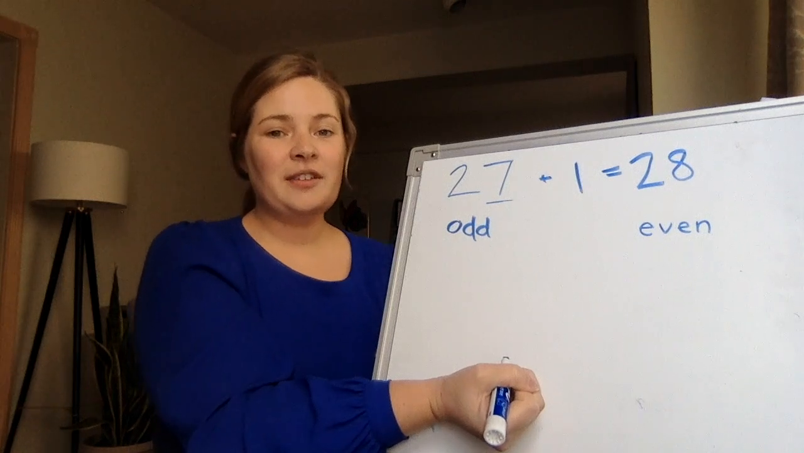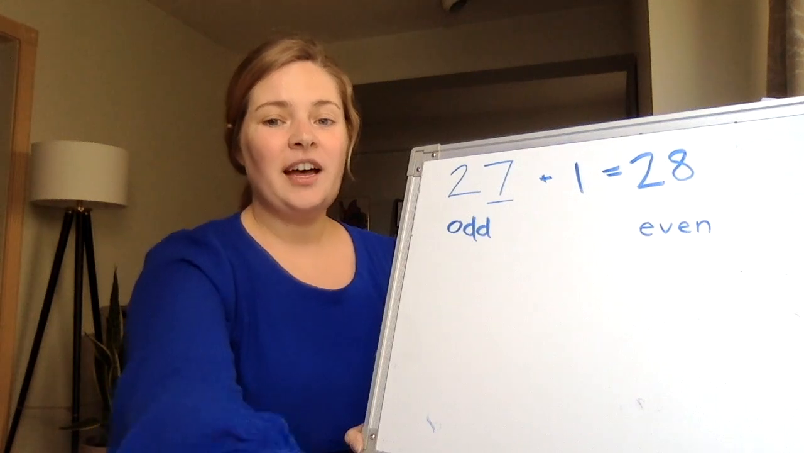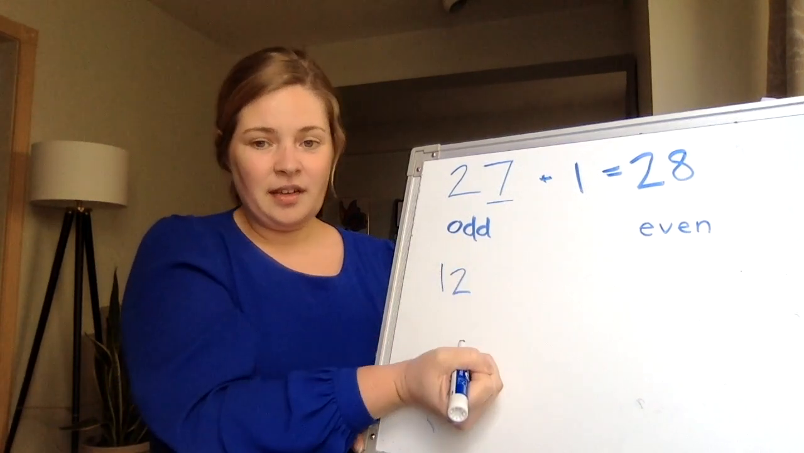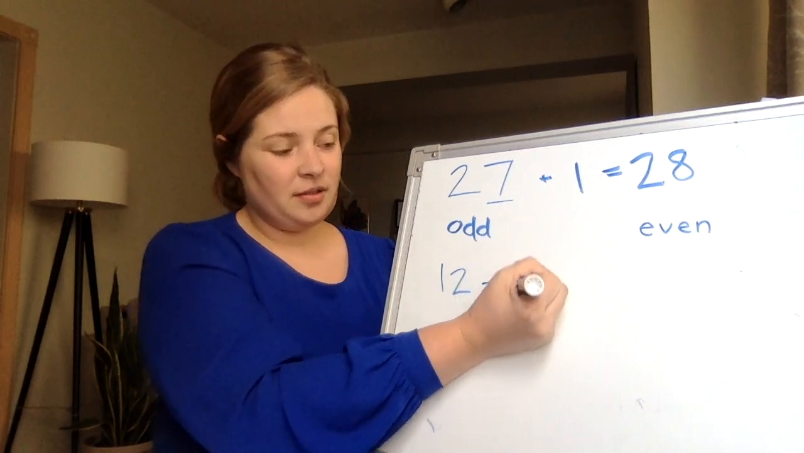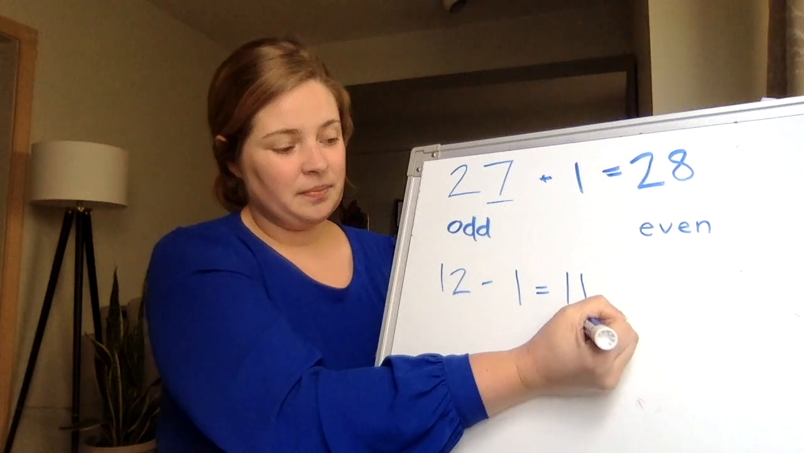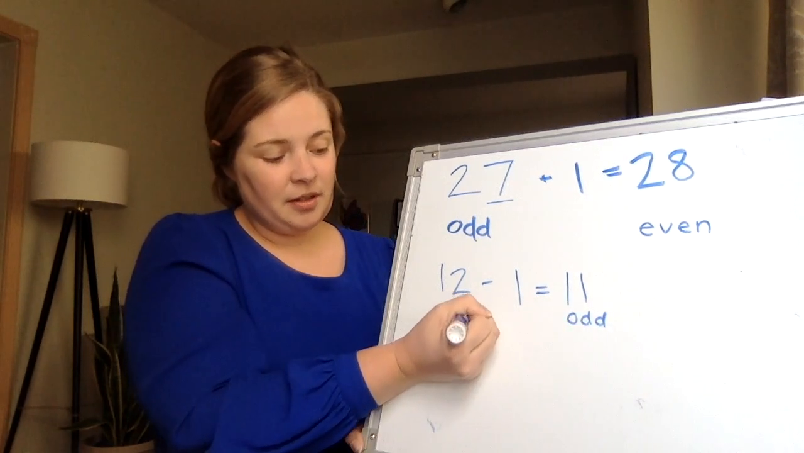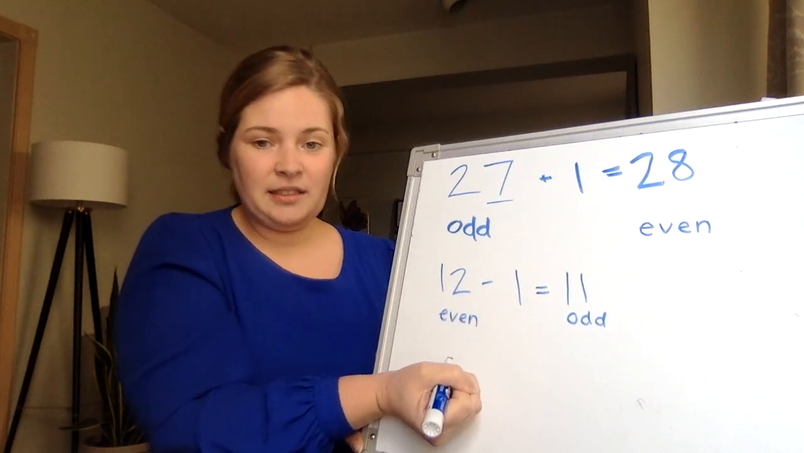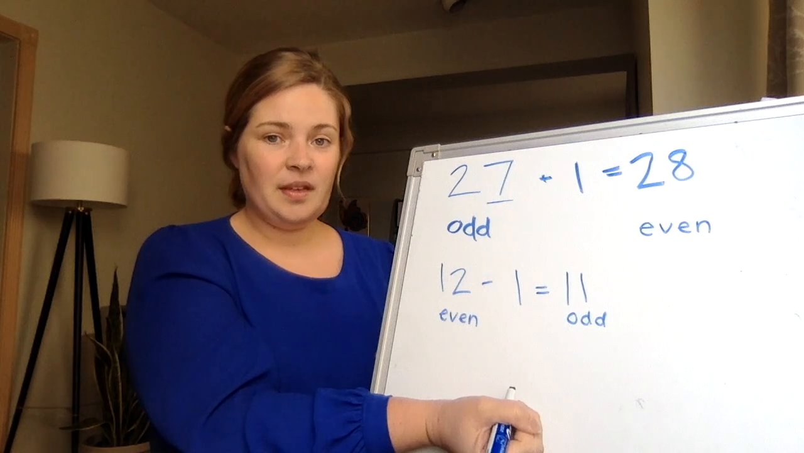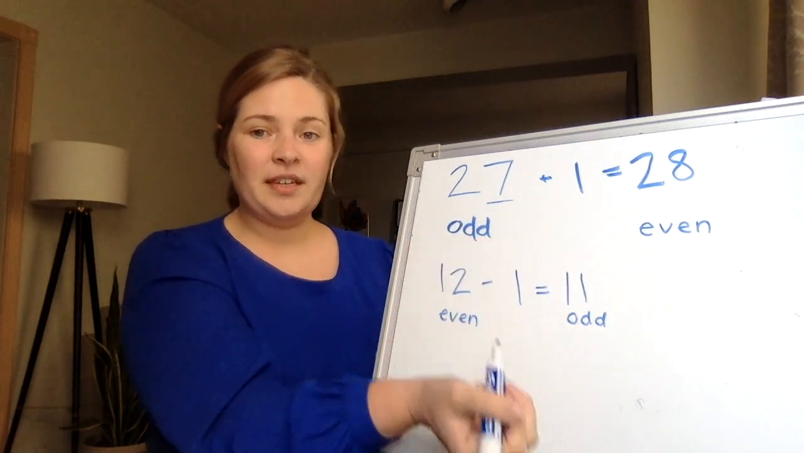We just discovered a pattern. If you have an even number, like the number 12, and you take away 1, you will get an odd number. An even number minus 1 is an odd number. An odd number plus 1 is an even number.